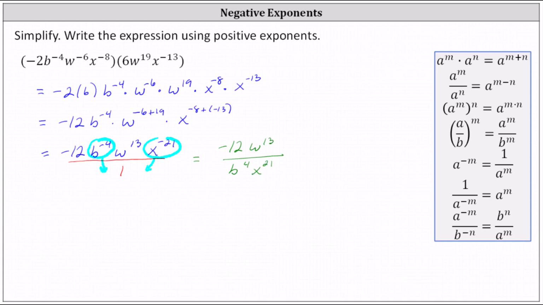Or to show more detailed work, we can also write this as negative 12 divided by 1 times b to the power of negative 4 is 1 divided by b to the power of positive 4 times w to the 13th over 1 times x to the power of negative 21 equals 1 divided by x to the power of positive 21. Multiplying in this form, we get the same result of negative 12 w to the 13th power divided by the product of b to the 4th and x to the power of 21.